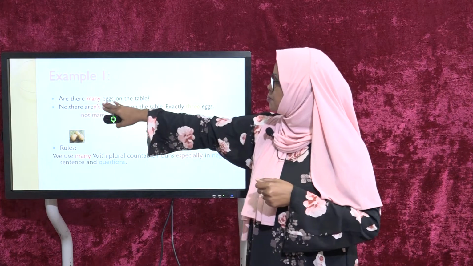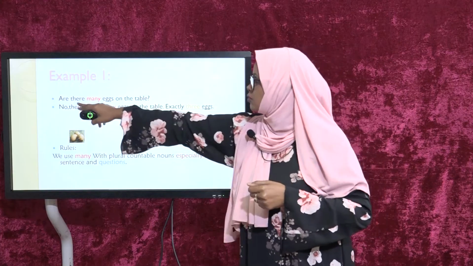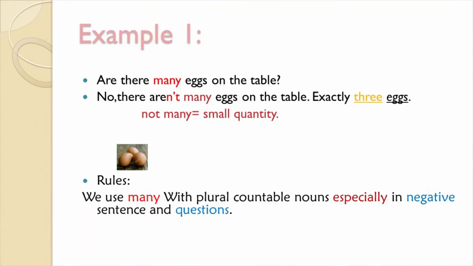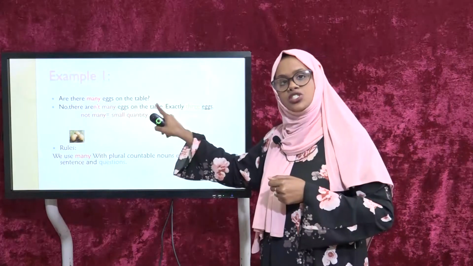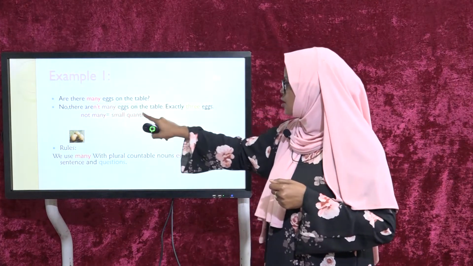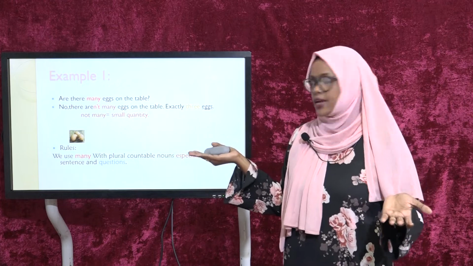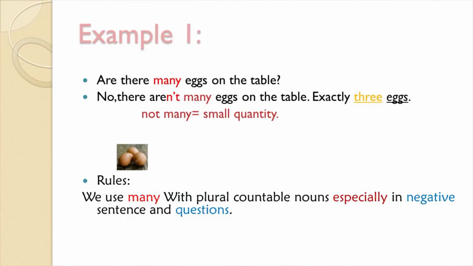Are there many eggs on the table? No, there aren't many eggs on the table. Look at the structure of the sentence. Are there many eggs on the table? We have a question in here. No, there aren't many eggs on the table. Exactly, we have 3 eggs, okay? Not many, a small quantity.